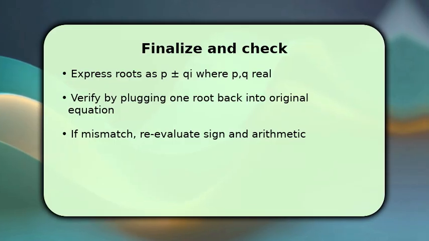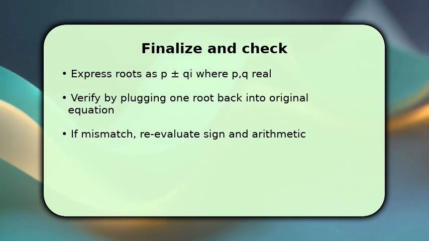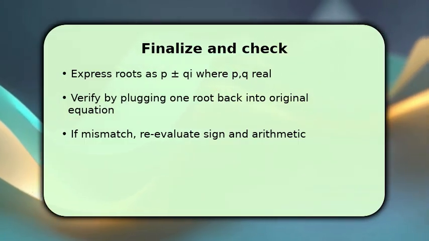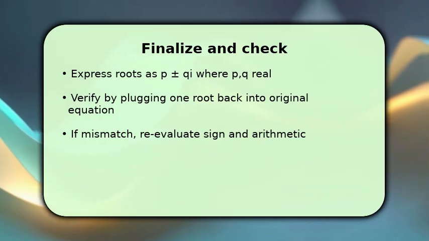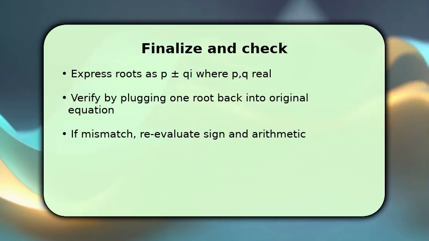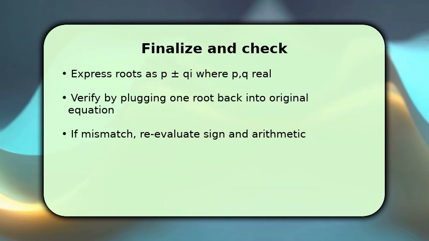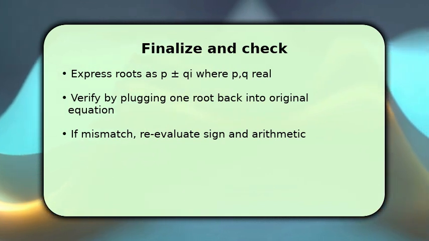Once done, plug one root back into the original equation to confirm it satisfies x² + bx + c = 0. This check catches algebra or sign mistakes. If the result does not simplify to 0, make sure to reevaluate signs, factor cancellations, and whether you use the absolute value for d correctly before concluding.